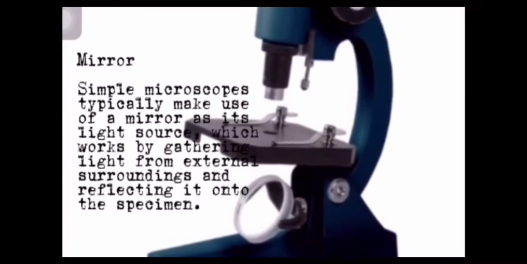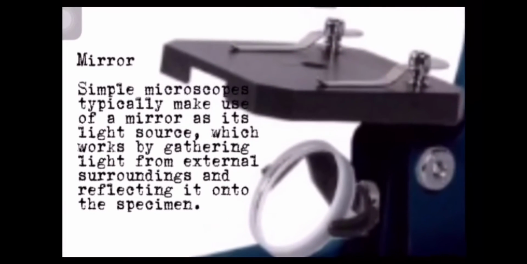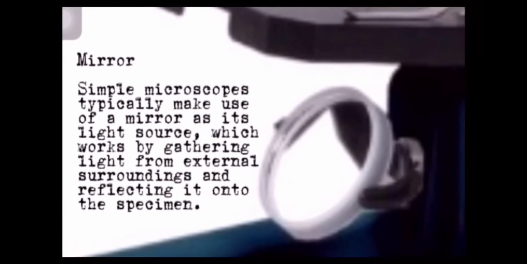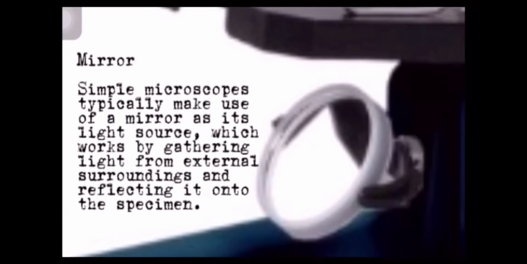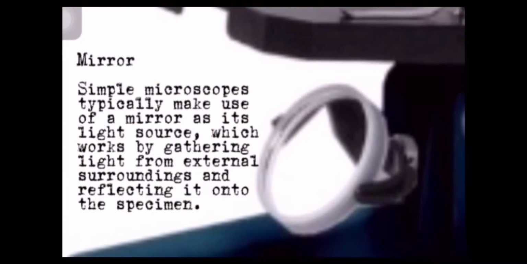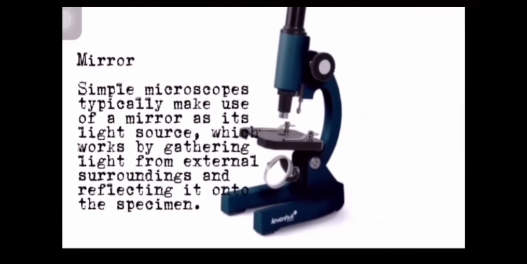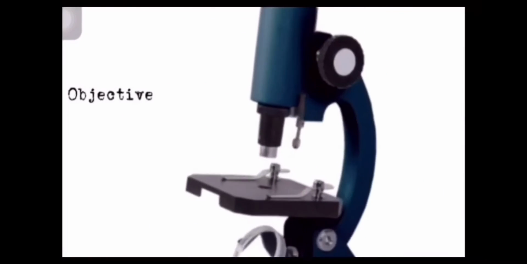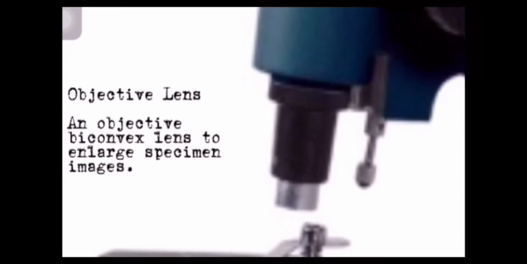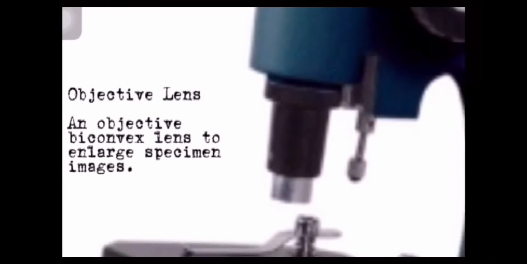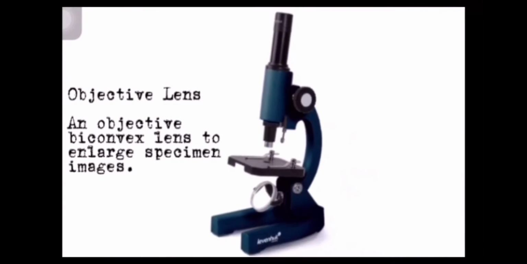Mirror. Simple microscopes typically make use of a mirror as their light source, which works by gathering light from external surroundings and reflecting it onto the specimen. Objective lens. An objective biconvex lens to enlarge specimen images.